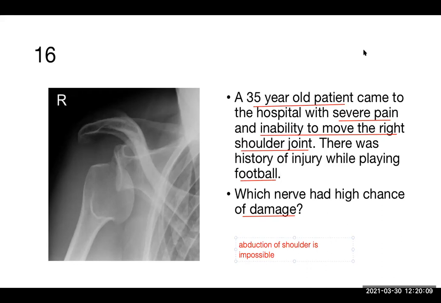And teres minor is another muscle which is supplied by the axillary nerve, and apart from them, a small area of the skin which lies on the lateral aspect of the arm is also supplied by the axillary nerve. This is called the regimental badge area, just like the soldier who wears the badge there. So this is how we remember. This is a sensory function of the axillary nerve. So the deltoid muscle, teres minor muscle, and that small skin area are supplied by the axillary nerve. So these are the problem areas.